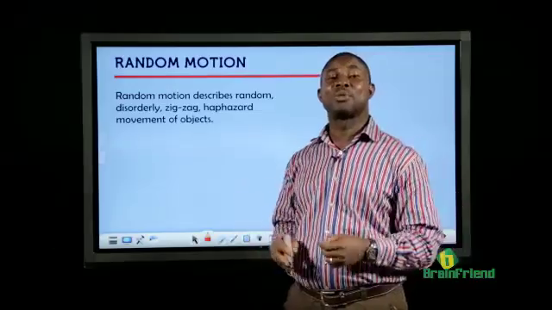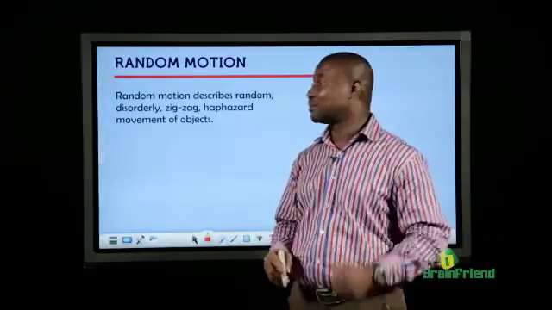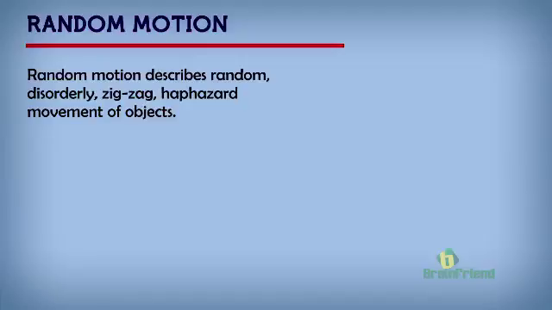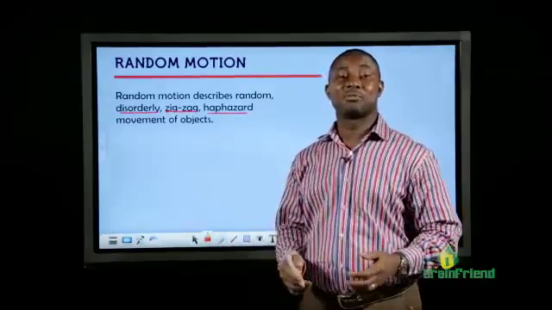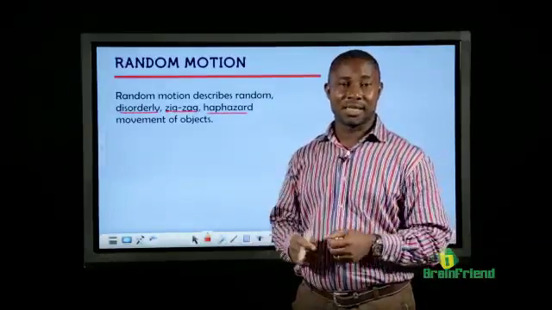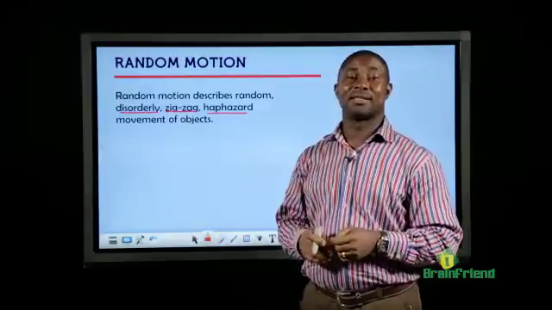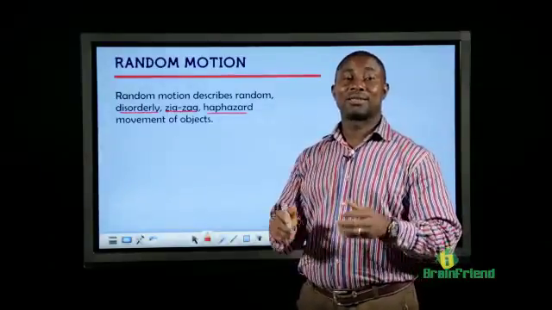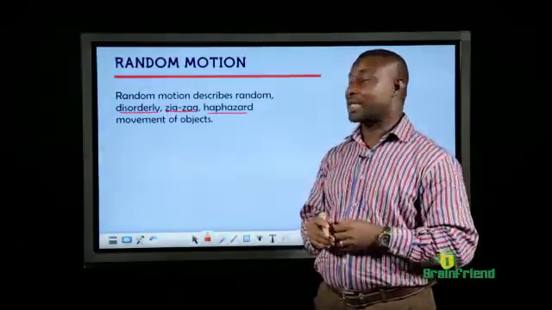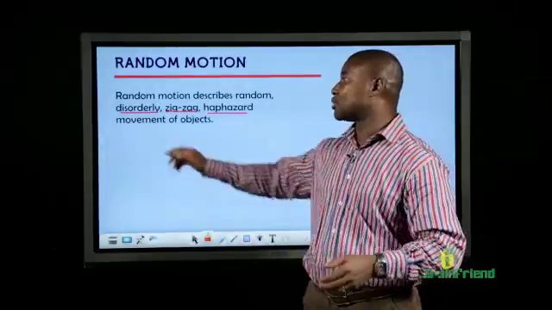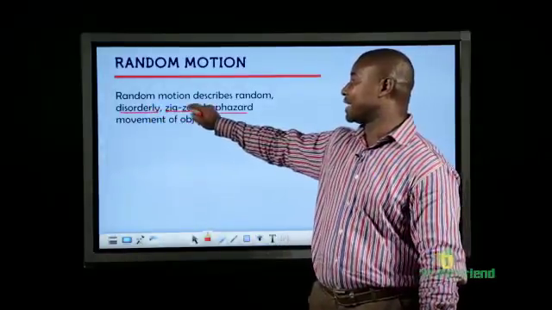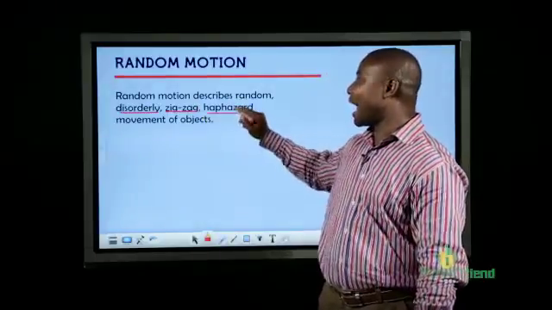What will you see to be able to say this indeed is random motion? Random motion describes disorderly, zigzag, haphazard type of movement of objects. When you see an object moving without any orientation, in no particular direction, then you know that random motion is what is taking place in that movement. It is usually disorderly, in a zigzag manner, haphazard.